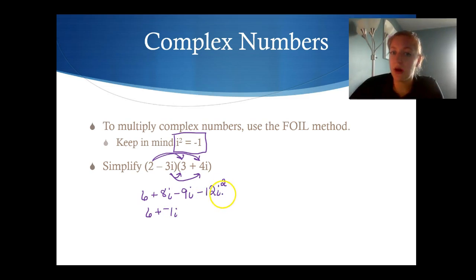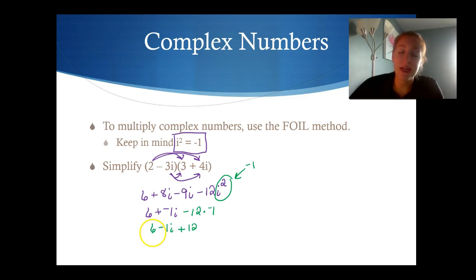Now this -12i squared, what we can do is we can actually replace that i squared with -1. Just replace the whole thing. So it's -12 times -1, which makes this 6 minus 1i plus 12. Basically, that i squared just flips the sign in front. That's all it really does. It's pretty awesome. So you could skip all those steps and just go, oh, this turns it into a positive.